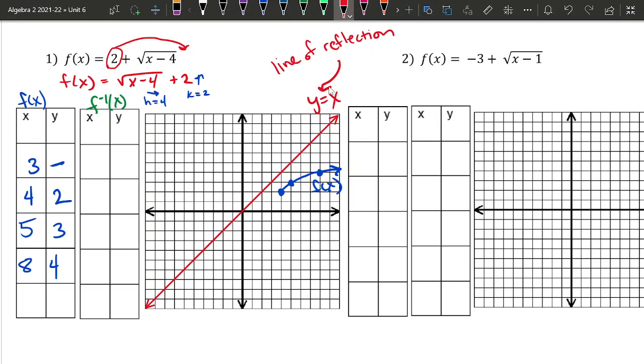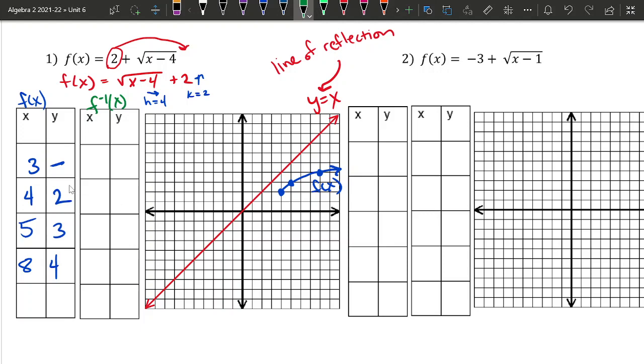So my inverse graph is going to be the blue graph reflected across that red line. But to find the points, you can just do it by looking at the graph, but that can sometimes be tricky. The best option is to do it with your table of values. From the original function, you take all the y values, and those become your x values.